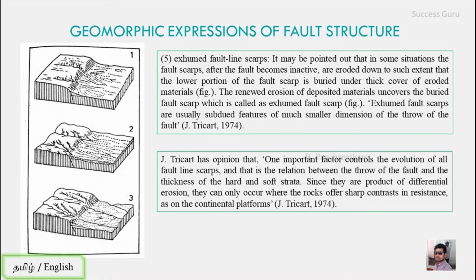J. Trickett has the opinion that one important factor controlling the evolution of all fault line scarps is the relation between the throw of the fault and the thickness of the hard and soft strata. Since they are products of differential erosion, they can only occur when the rocks offer sharp contrast in resistance, which is just like in a continental platform.